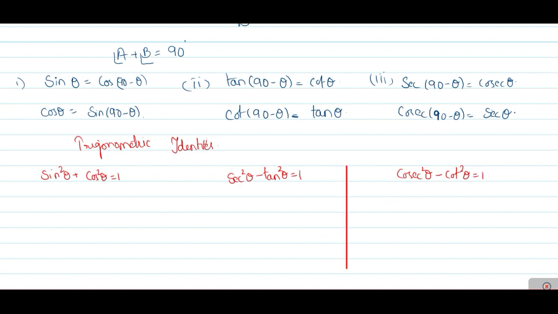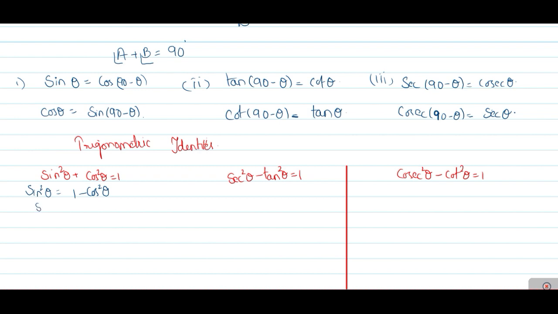So, let us see this carefully. From these we can calculate the value of just sine theta, cos theta, secant theta, tan theta, cosecant theta or cot theta. Let us see how we can do that. In the first case we can transpose: sine square theta is equal to 1 minus cos square theta, isn't it? When we transpose cos square theta to the RHS, it becomes minus cos square theta.